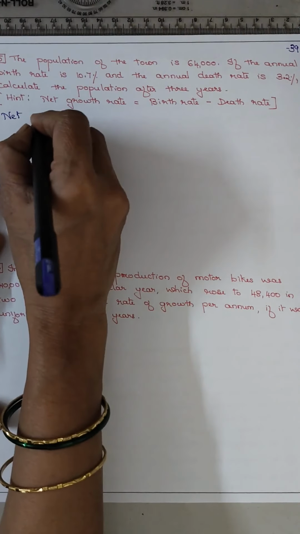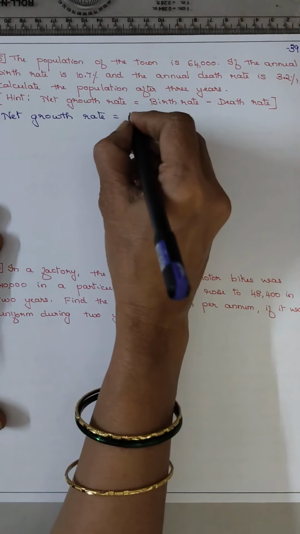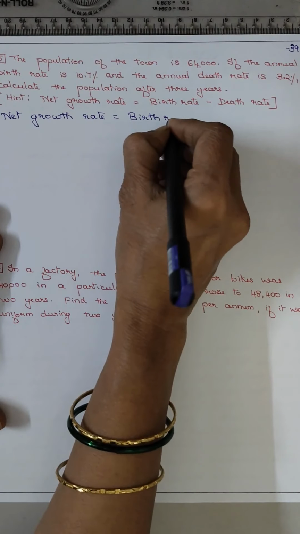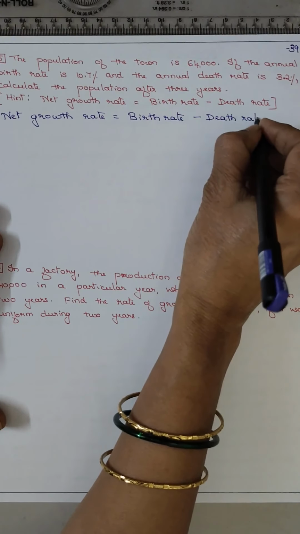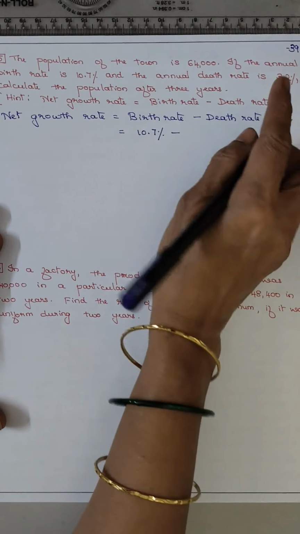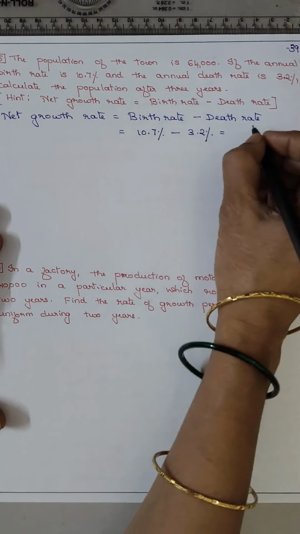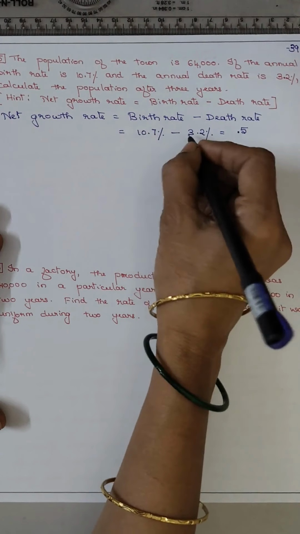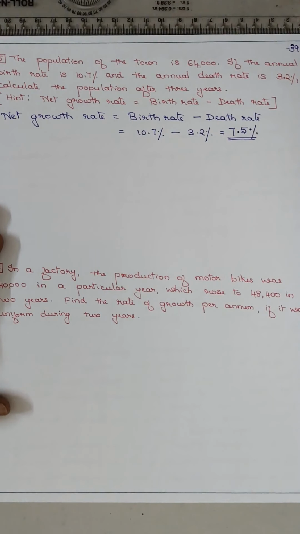So first you have to find out the net growth rate. So net growth rate is equal to birth rate minus the death rate. Birth rate, how much it is given? 10.7% minus death rate is 3.2%. So it will be 7 minus 2 is 5 and 10 minus 3 is 7. So you got 7.5%. That is the net growth rate. Means increase. Okay, the rate of increase.